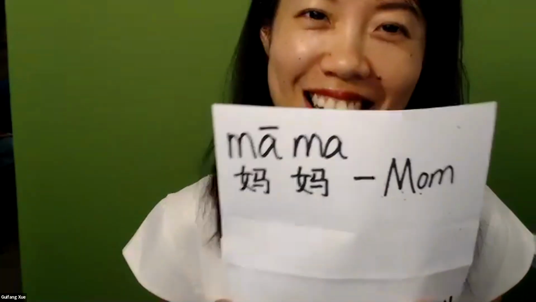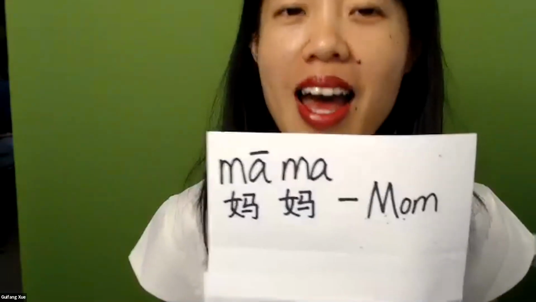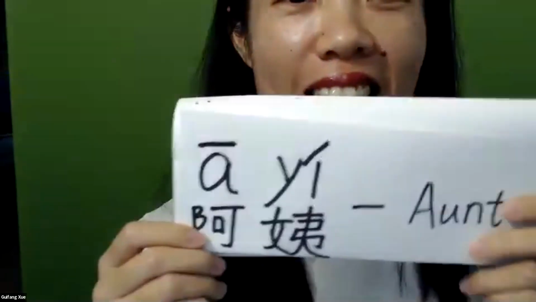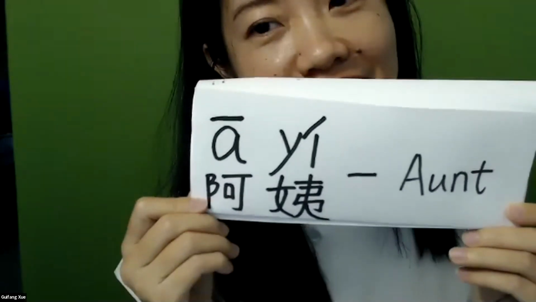What's one of the first words that a baby will learn, and almost sounds similar in every language? That will be the word mom. So mom in Chinese is mama, mama. And then another word will be ai, ai. So that's the first vowel.